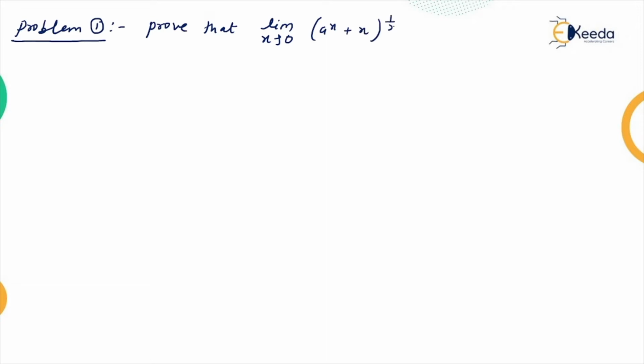Now problem number 1. Prove that limit as x tends to 0 of (a raised to x plus x) to the power 1 by x equals a into e. We have to prove this. Now let me start the solution.